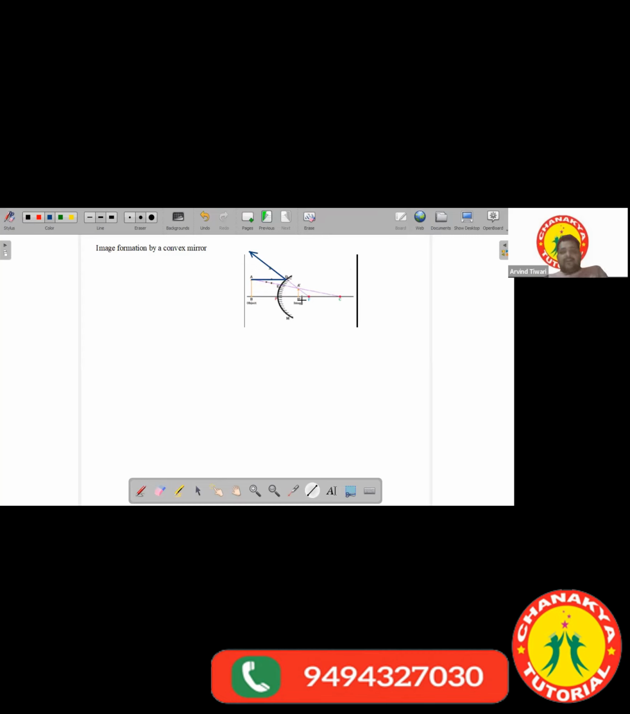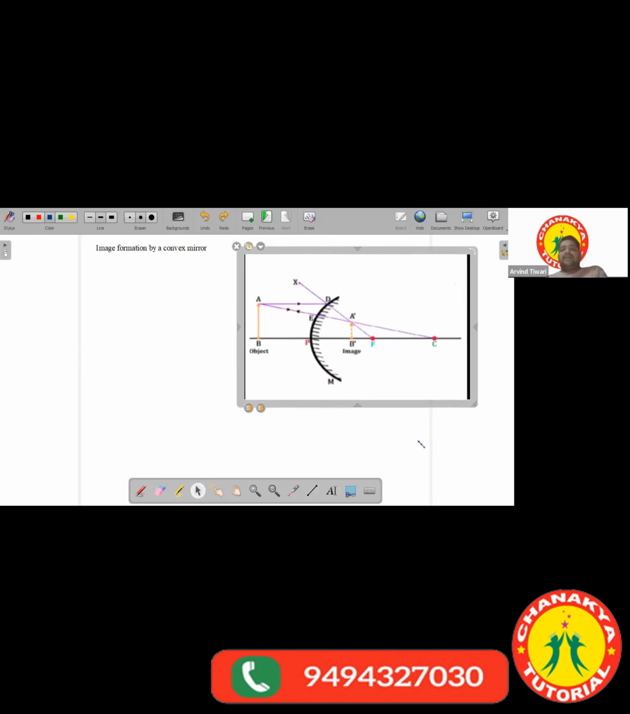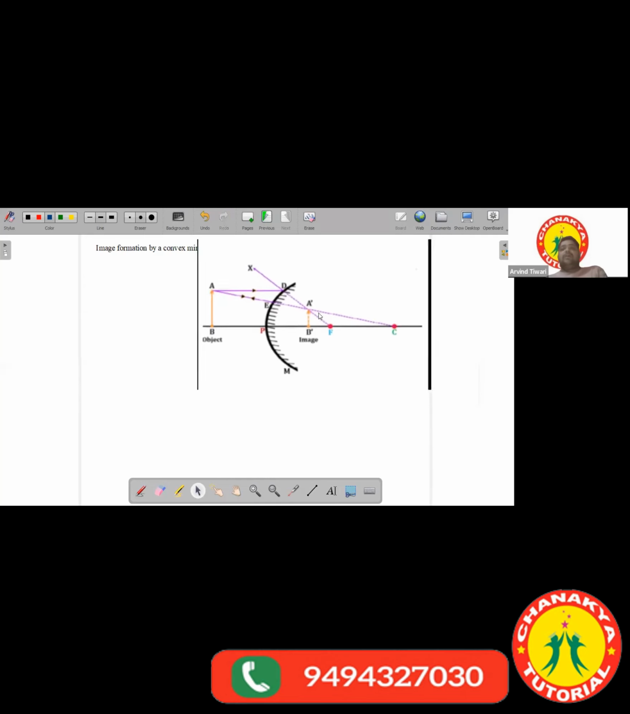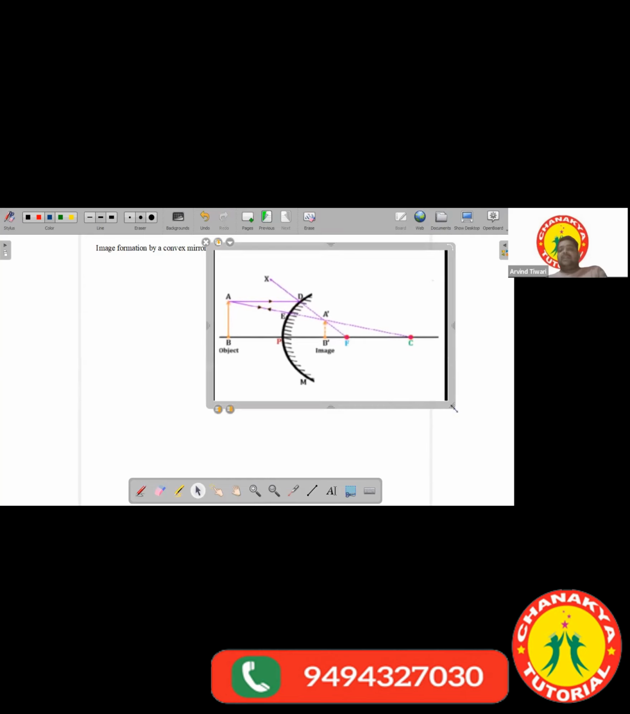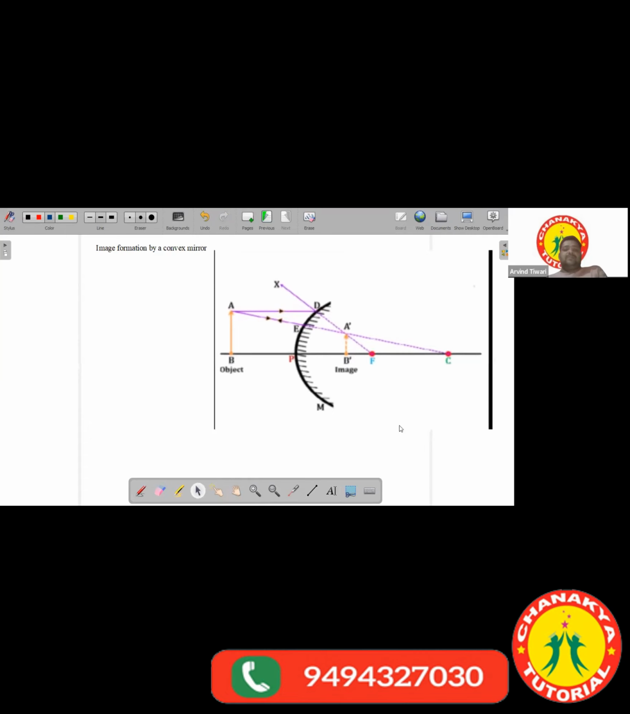The second ray of light, which we have drawn, is moving towards the center of curvature, and it gets reflected back along the center of curvature only. So the two rays of light never meet each other. They are moving away from each other. Rather, they appear to meet. So now you can see they are represented with the dotted line behind the mirror.